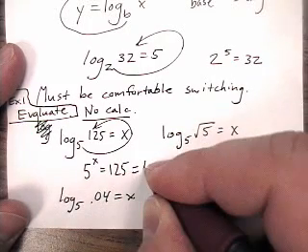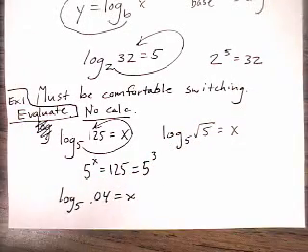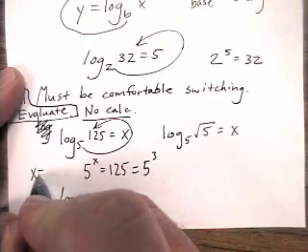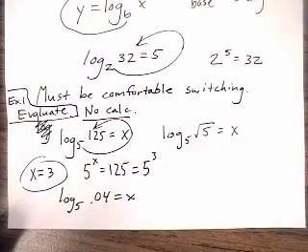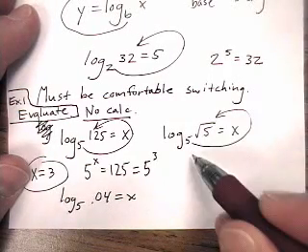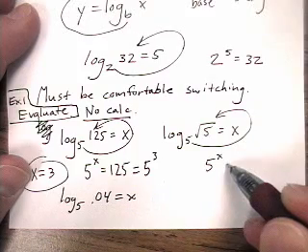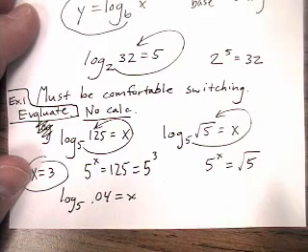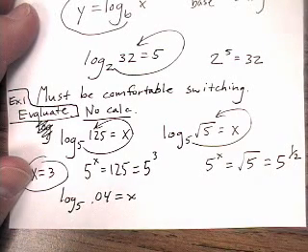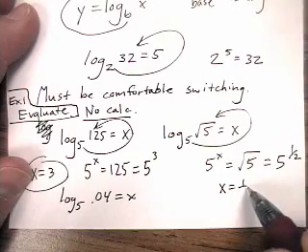Well, 125 is 5 to the 3rd power. Now, if the left side equals the right side and the bases are the same, what do you think the exponents have to be? Equal. So x has to be equal to 3 in this case. I'll come over here and do the same type of thing. 5 to the x equals square root of 5. Well, that's 5 to the 1/2 power. So x must be 1/2.